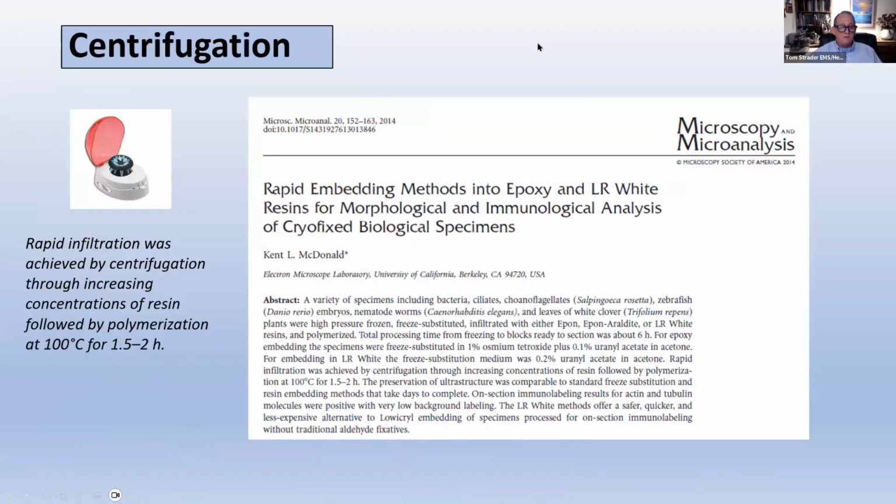Centrifugation, Ruching had brought this up. An interesting way to do fast infiltration was published here by Kent McDonald back in 2014. Rapid infiltration was achieved by centrifugation through increasing concentrations of resin followed by polymerization at 100 degrees. And the 100-degree polymerization topic comes up fairly often. I know a lot of people do it at 60 or 70, and there are reasons to do it at 100 and not.